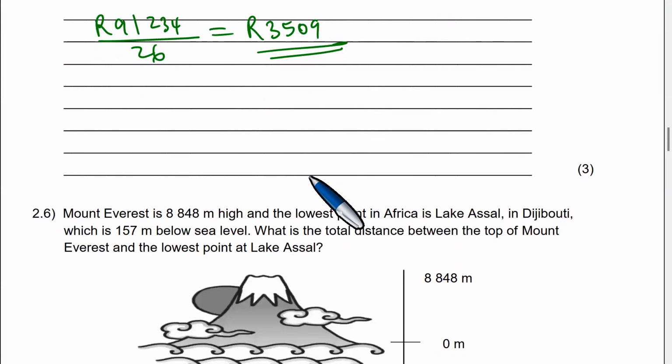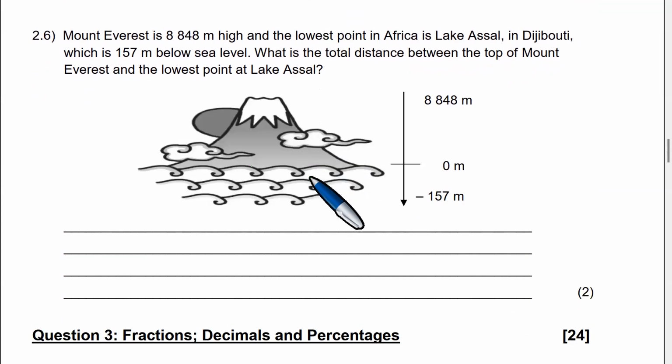Next, Mount Everest is 8,848 meters high, and the highest point in Africa is Lake Assal in Djibouti, which is 157 meters above sea level. What is the total distance between the top of Mount Everest and the lowest point at Lake Assal? The answer?